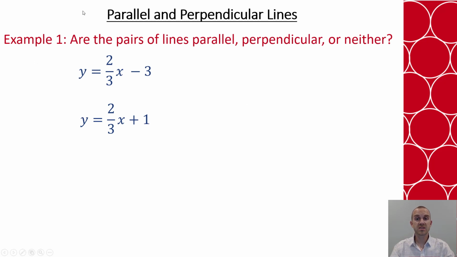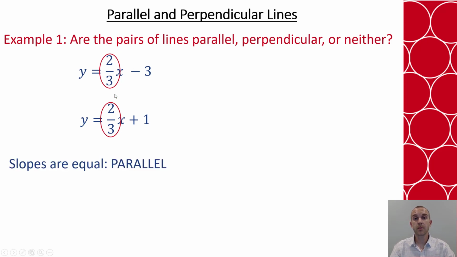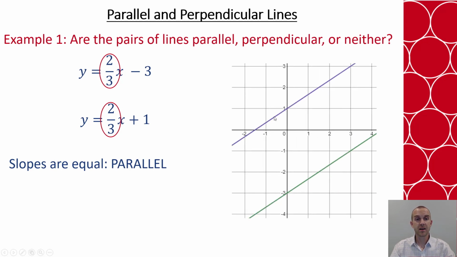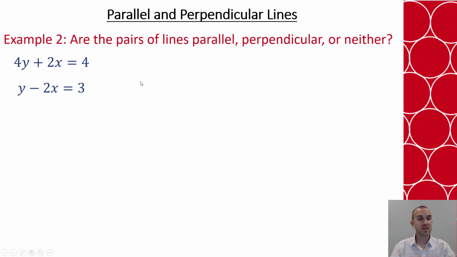Are these two lines parallel, perpendicular, or neither? Well, let's check out their slopes. That's a positive 2/3 and a positive 2/3, and they are distinct lines because they have different y-intercepts, so they are parallel to one another. And if I graph them, I could see this. Here I can see that they're rising 2 and running 3 every single time.